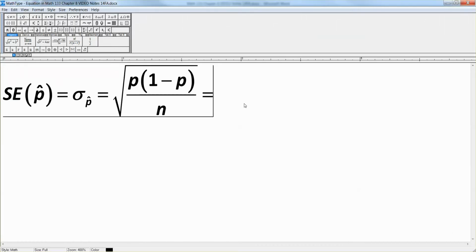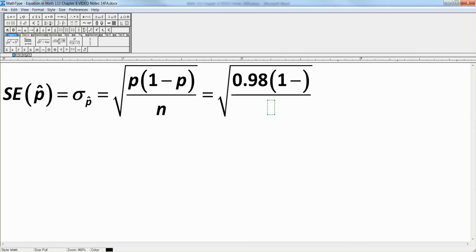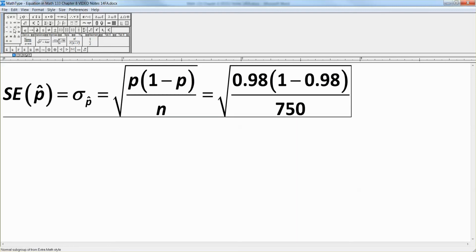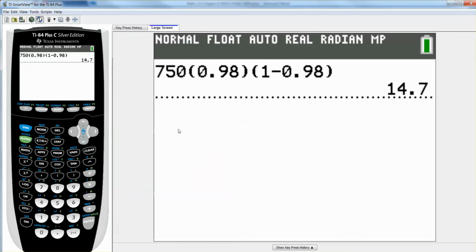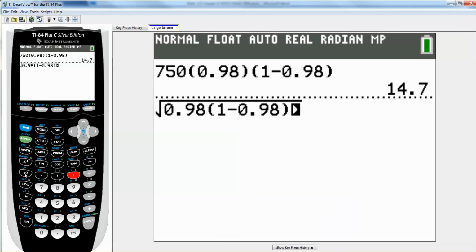So the mu is so easy, and then the sigma sub p hat is a little bit more tricky. So you need a square root, and then you need 0.98, 1 minus 0.98 over n, which was 750. All right, now I got to go find that with a calculator because I want to get a decimal approximation for this just for our purposes. So square root, so big square root, 0.98 parentheses 1 minus 0.98, close parentheses, divided by 750, enter.